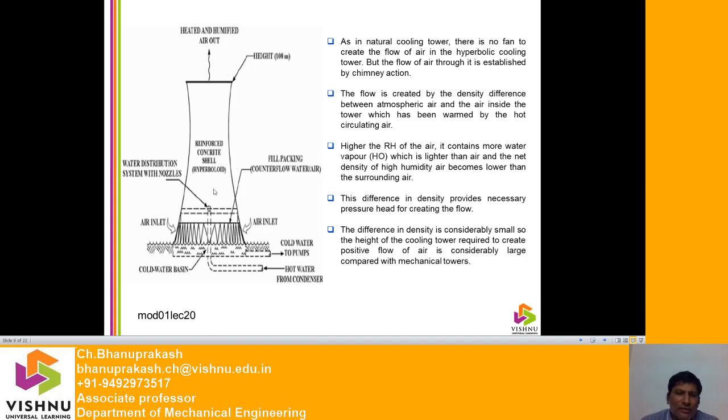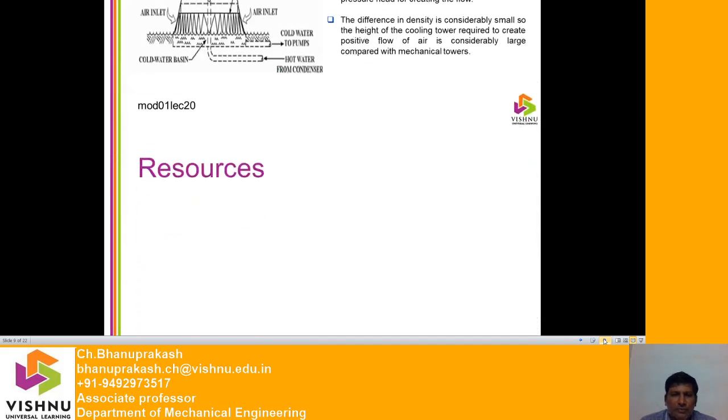You may ask, sir, if the density differences are very small, then what? The chimney height plays a very crucial role here. This chimney height creates a positive flow of air. The air will be leaving from the hyperbolic tower and entering into the atmosphere. That's all for the hyperbolic tower.